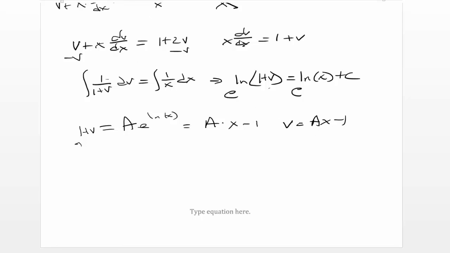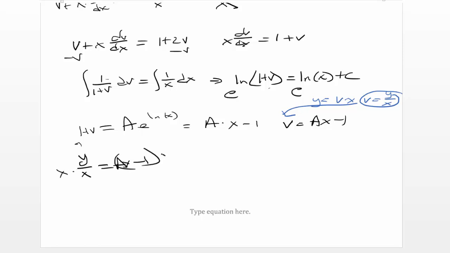Remember, v from before, note that y equals v times x, or v equals y over x. So I don't want this v. I want it in terms of my original variables, but we're almost home free. y over x equals ax minus 1. Multiply both sides by x, and we have the general solution to the differential equation: y is equal to ax squared minus x.